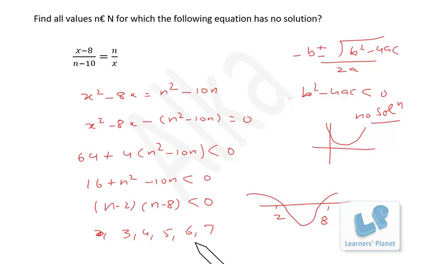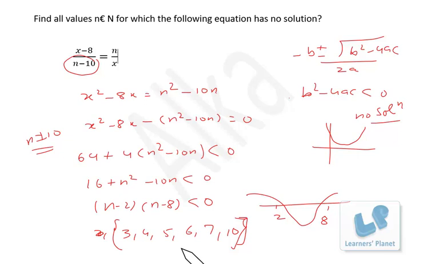But what is the question? The question is to find all the values for which the following equation has no solution. So apart from these 5, we have one more value of n for which we will have no solution for this equation. That is nothing but 10. Okay, because n minus 10 is there in the denominator. So n cannot be 10. If n is 10, we will not get a real solution of this equation. So apart from these 5, we have one extra value.